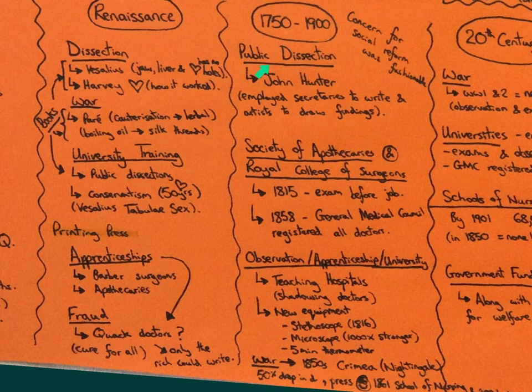But definitely in this way, public dissection is something we see as a continuous method of training from Roman times through the Renaissance and in the industrial period as well. We see a slight change. There's more professionalisation going on with training for the first time in the industrial period, in the 18th, 19th, 20th centuries. We see the Society of Apothecaries and the Royal College of Surgeons forming.